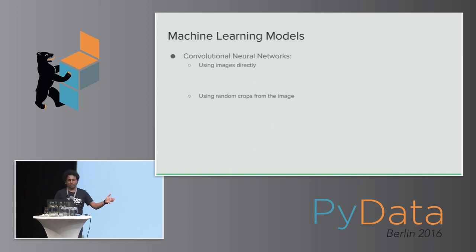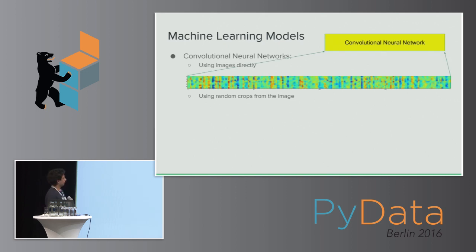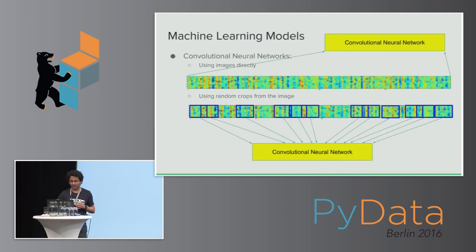Similarly, we have convolutional neural networks. So we can use images directly, feed them to the convolutional neural network, or we can randomly crop the images. We can take a square image, crop it, add the crops together, and use a lot of different pipelines. I'm not showing it here. Then we can pass it to the convolutional neural network.